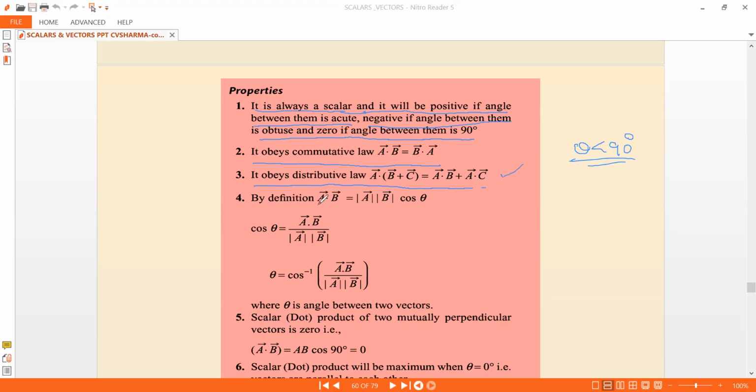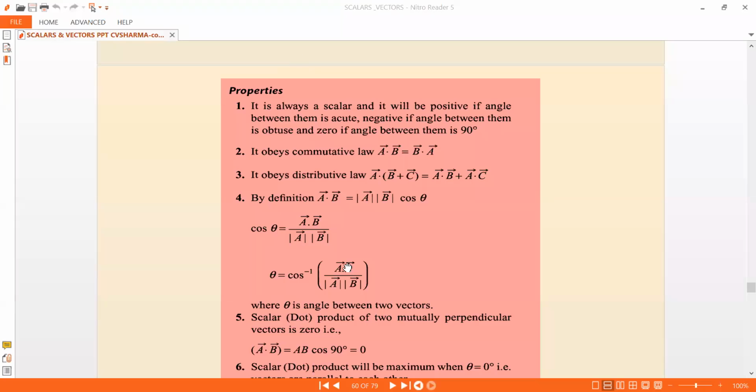Now by definition, a bar dot b bar is equal to mod a bar mod b bar cos theta. And cos theta happens to be a very important result. Cos theta is a bar dot b bar divided by mod a bar mod b bar. This is how you can find the angle between the vectors. So theta is cos inverse of a bar dot b bar divided by mod a bar mod b bar, where theta is the angle between the two vectors. How do you find the angle between the two vectors? The tails of the vectors should match with each other. Only then can you find the angle between the vectors. Only when the tails of the vectors are matching, this is the angle between the vectors. Always remember that.